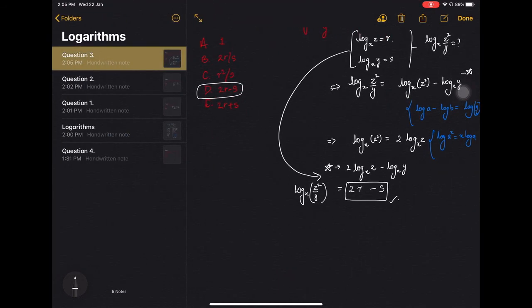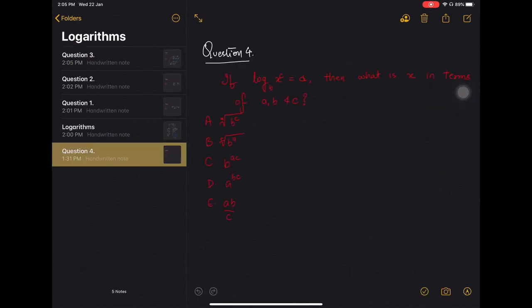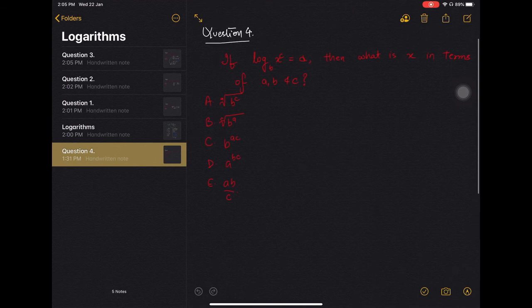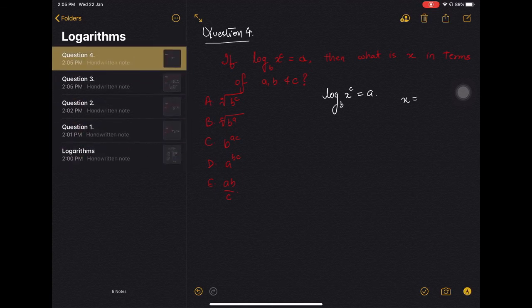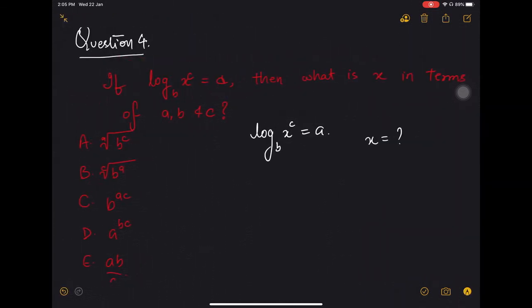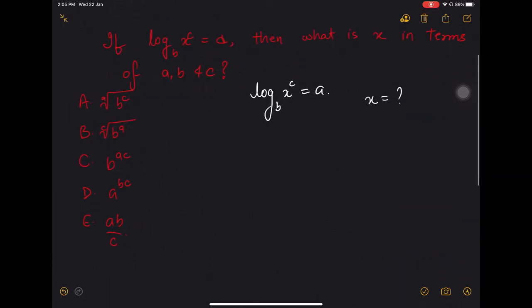Moving on to some other question. If I have any left, yes, I have one more question left. So let's do this one now. It says that log base b of x raised to power c is equal to a. What is x in terms of other variables a, b, and c?